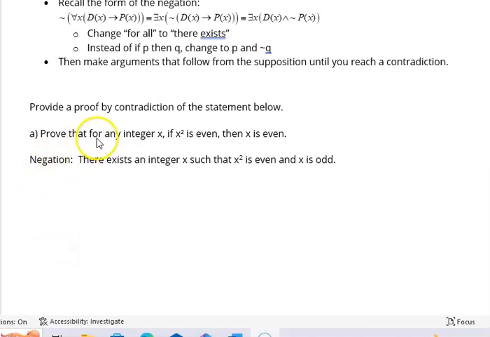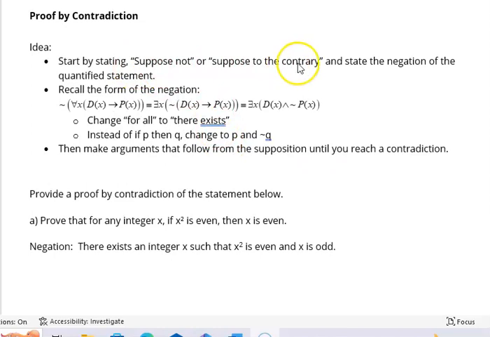So here's the negation. Instead of for any integer x, we say suppose there exists an integer x such that, so you put "such that" after there exists. And now we say x squared is even, so this is true, but this is false, and x is even is false, or x is odd. So this is our negation. So we're going to start our proof by saying, suppose to the contrary that there exists an integer x such that x squared is even and x is odd. And we're going to show that this leads to some sort of contradiction.